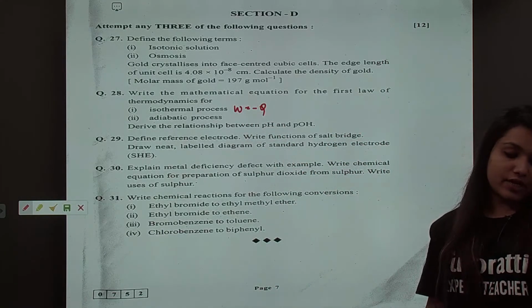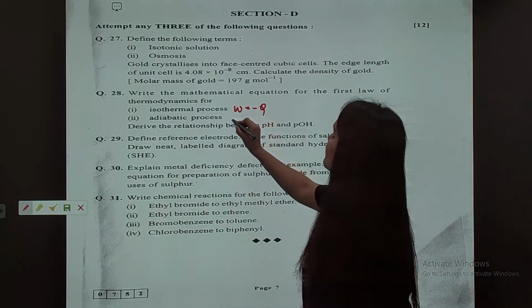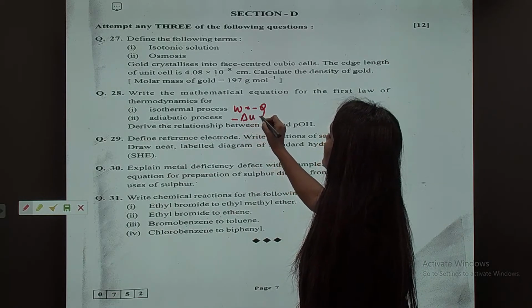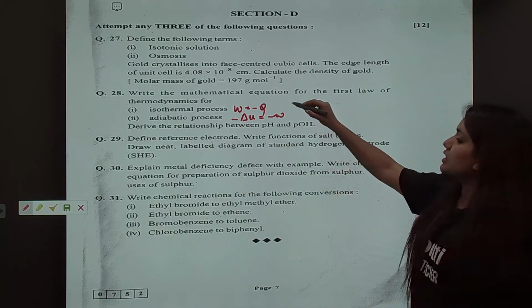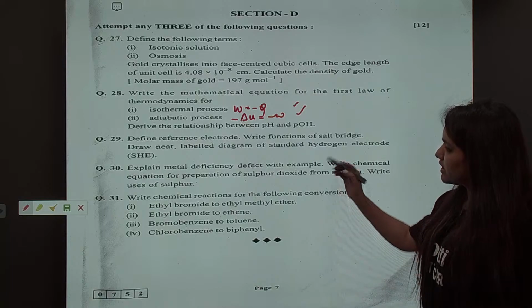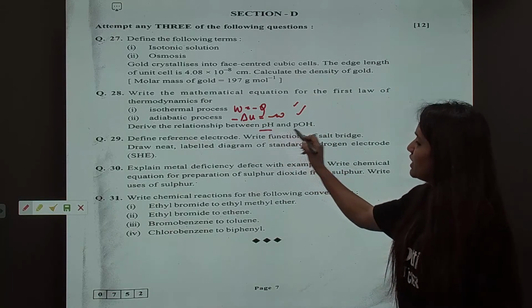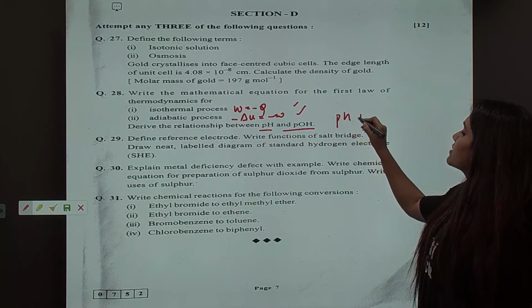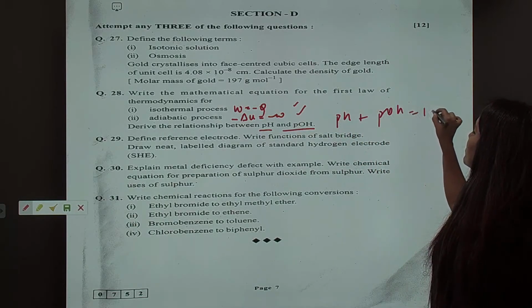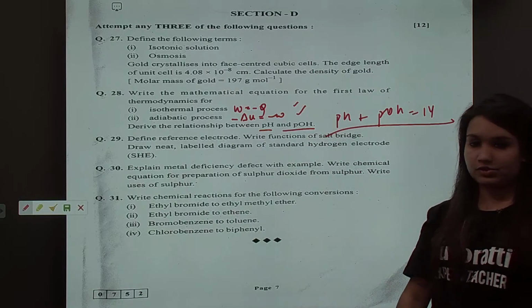And the next one is for an adiabatic process, which will be minus delta U is equal to minus W. So these are the equations for these two processes. The next one is derive the relationship between pH and pOH. Very, very simple. From the chapter ionic equilibrium, pH plus pOH is equal to 14. You are supposed to derive this entire relationship.